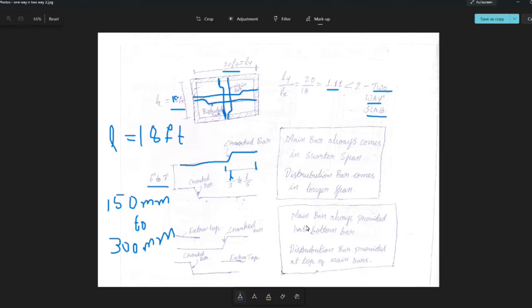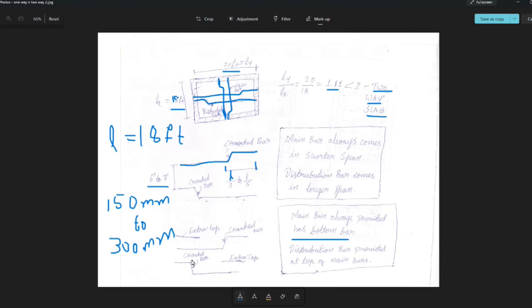And in the second note what I have mentioned, the main bar is always provided as bottom bars. So these are the bottom bars. On top of this we're going to put this distribution bar. So distribution bars are provided on top of main bars. So this will be the distribution bar. Whenever we set up the reinforcement for the slab, main bars are always going to be at the bottom and distribution bars always at the top. So that you need to take care.